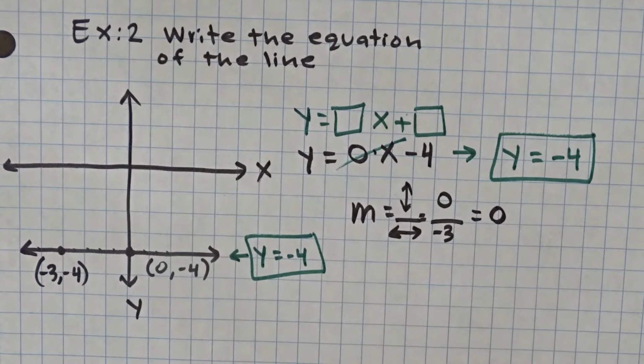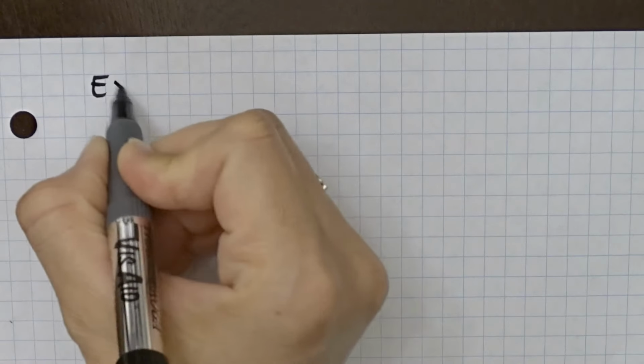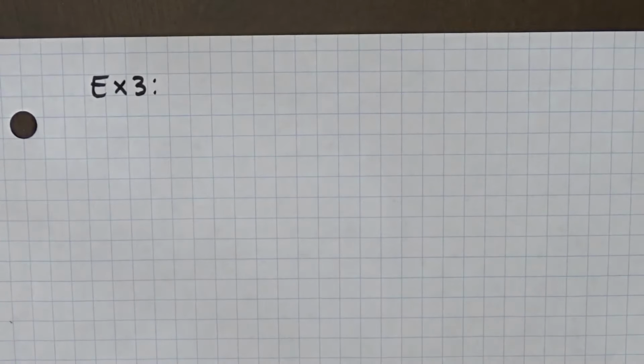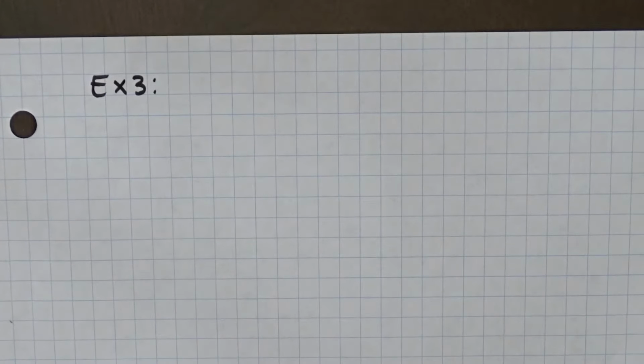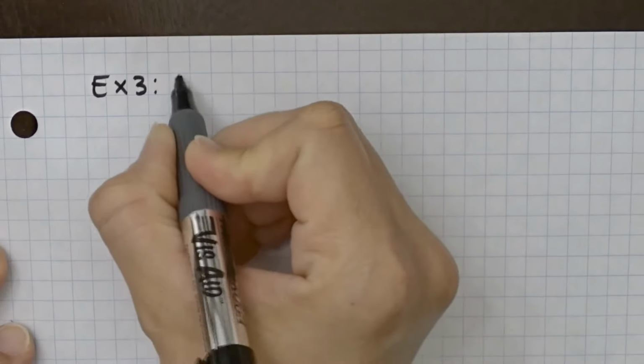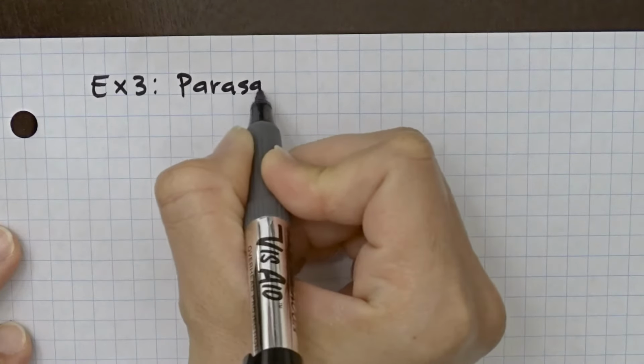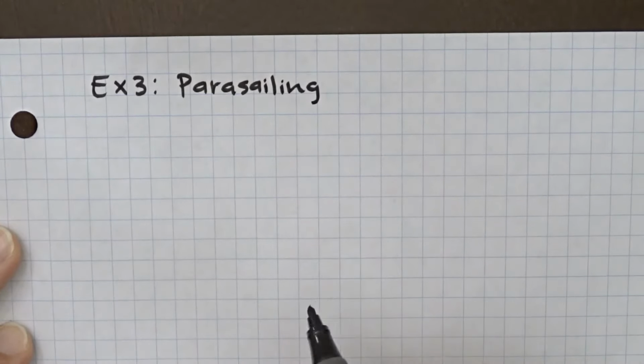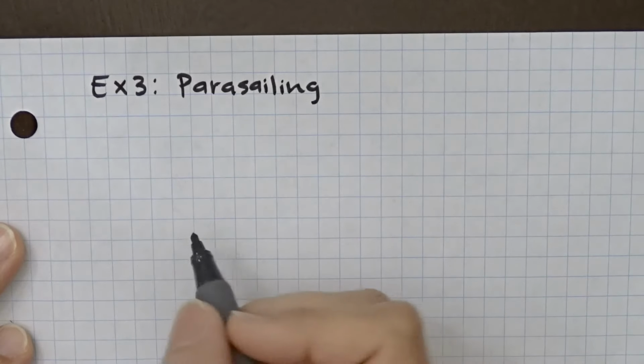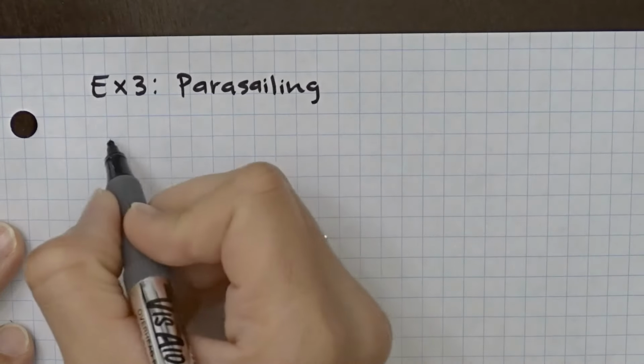All right, so let's look at example 3. Example 3 is about parasailing. Parasailing is kind of like being pulled by a boat over the ocean with a parachute type of thing, and you're just hanging and the boat's pulling you, gliding through the air. So let's say you have this data here.